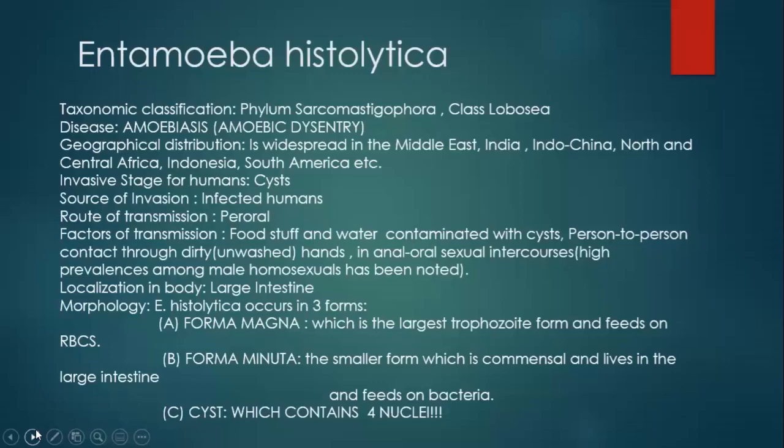Now, the localization in the human body where E. histolytica is normally found is in your large intestine, except in very abnormal cases. So it invades your body and is localized in your large intestine. The morphology: it can occur in three forms. And the first form is forma magna.